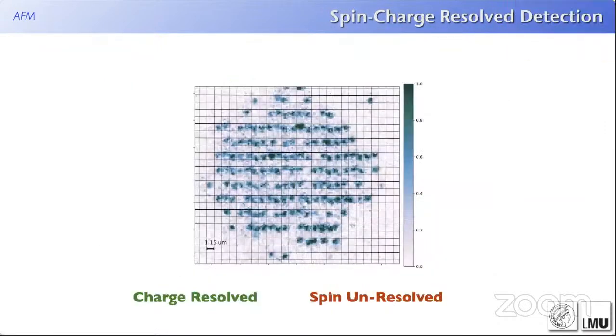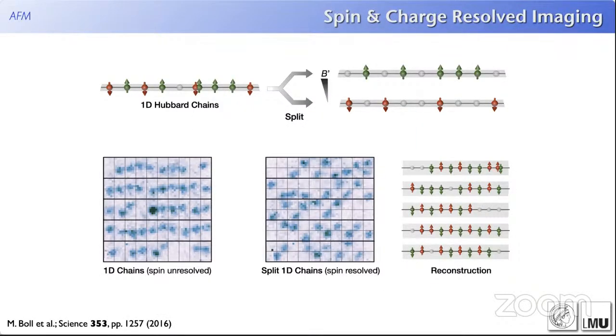So you have, can I add something? Yes, please. Okay, in the spin unresolved picture, it seems that in the second entry of the first row you have something, but then in the spin resolved picture, when you do the double well, there's nothing. So why does this happen?